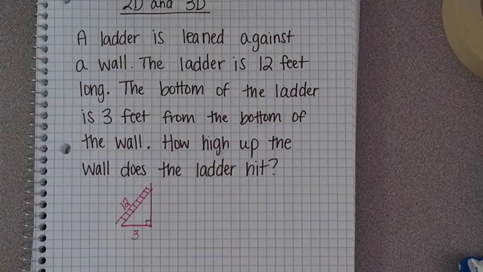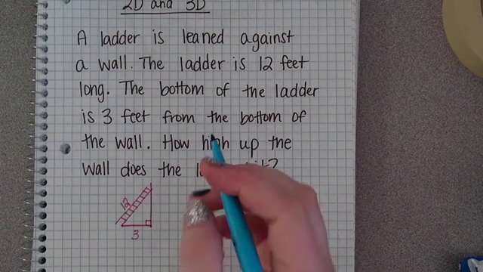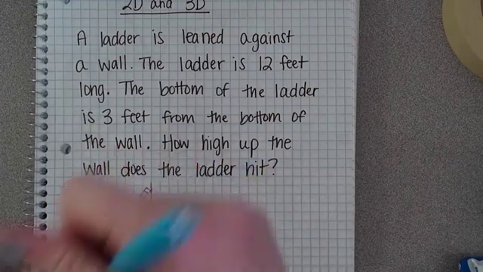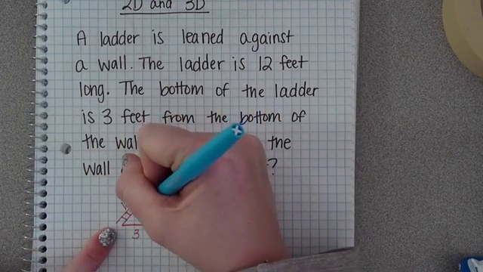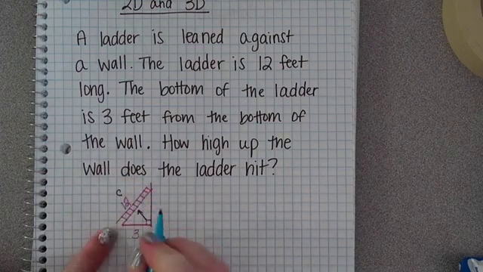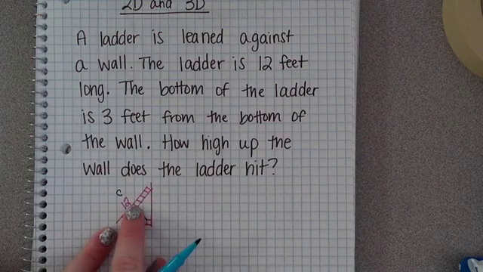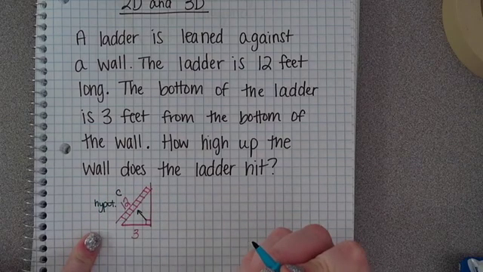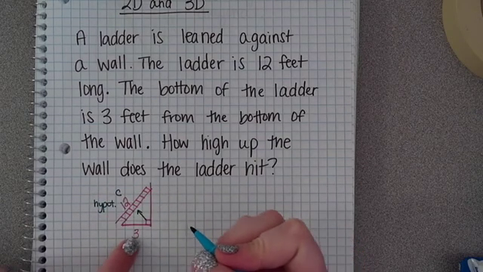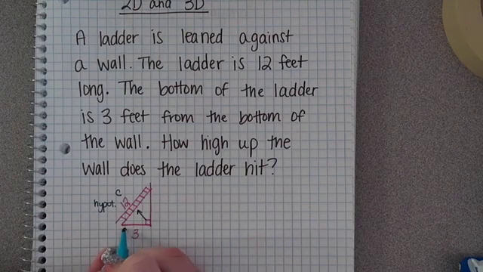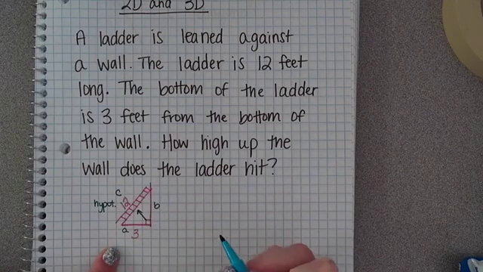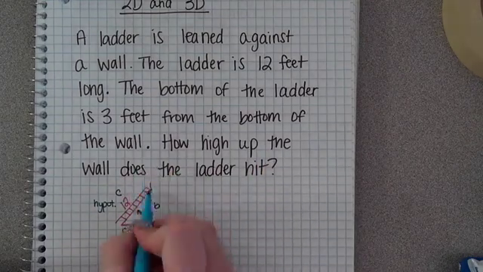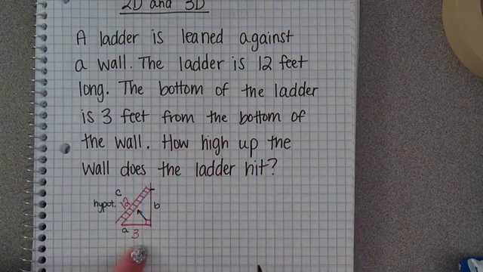So always remember, you have to figure out your A, B, and C, or your two legs with your hypotenuse. So I always like to think about it as you can see that this side is across from the 90 degree angle, so that's your C, or your hypotenuse. So our hypotenuse is 12. This would be one of our legs, so A or B, I'll just use A, and then we're looking for B. So B is what we're looking for, because we're looking how high up does the ladder hit the wall.